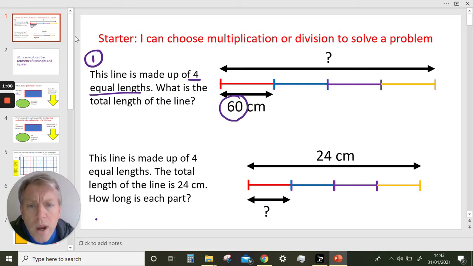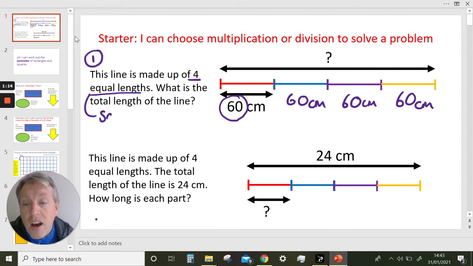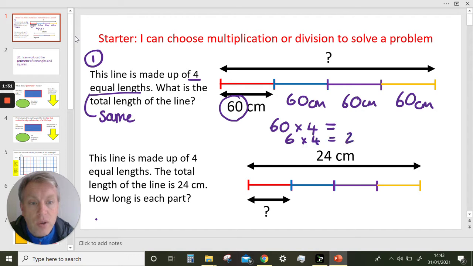So here we know that it's 60 centimetres for the first part, 60 centimetres for the next part, 60 centimetres and 60 centimetres each time, because the parts are equal, meaning they are the same length. Well, look, 60, the same number 4 times is multiplication. 60 times 4, okay. 6 times 4 is 24. 60 times 4 is not 24, it's 24 tens, because 60 is 6 tens.